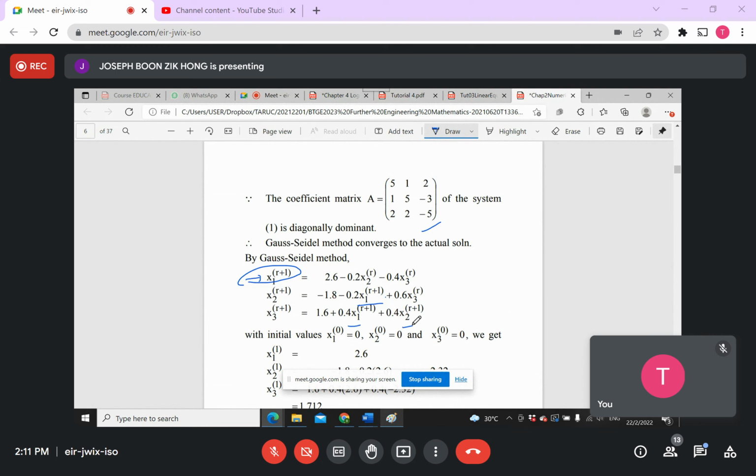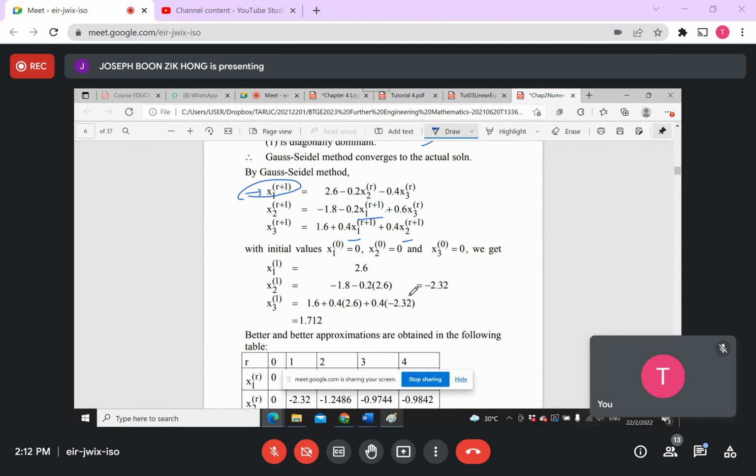Jacobi is not. In Jacobi, only after each round do we replace all the numbers with the new numbers. Gauss-Seidel, no. With Gauss-Seidel, once you have the new answer, you directly replace it. Okay, Gauss-Seidel will be faster compared to Jacobi, but when you replace the number, you need to be very careful. But basically the idea is the same.